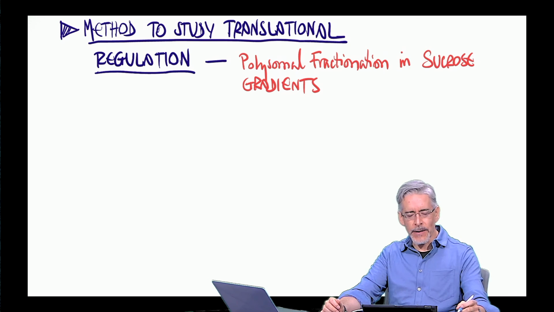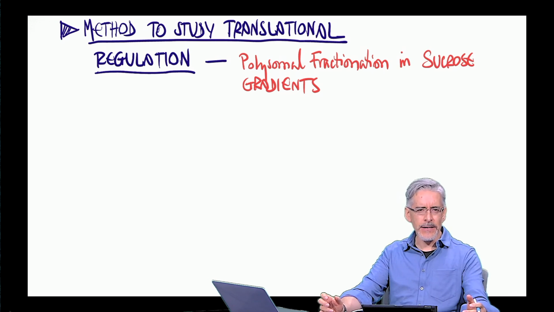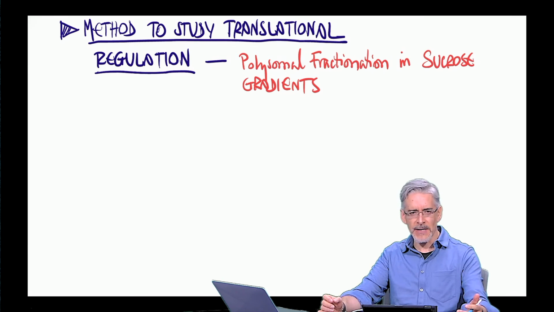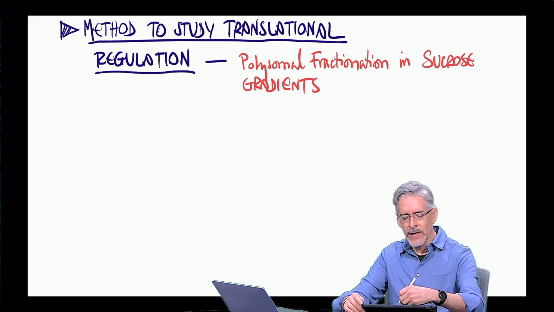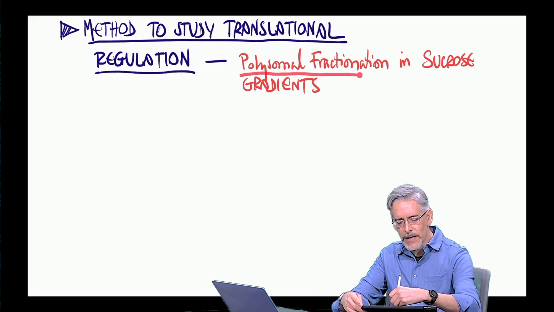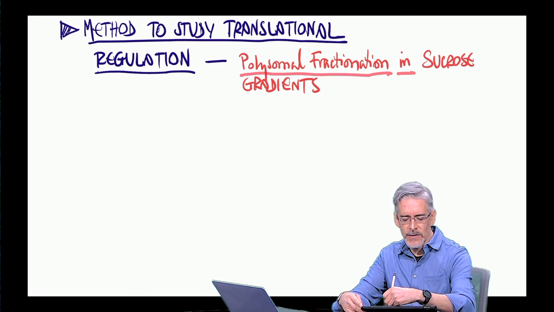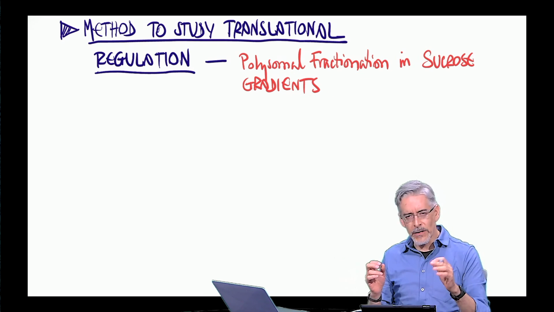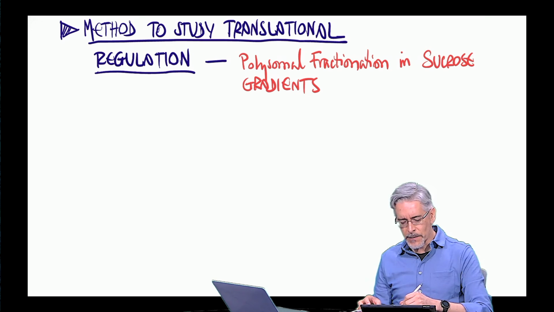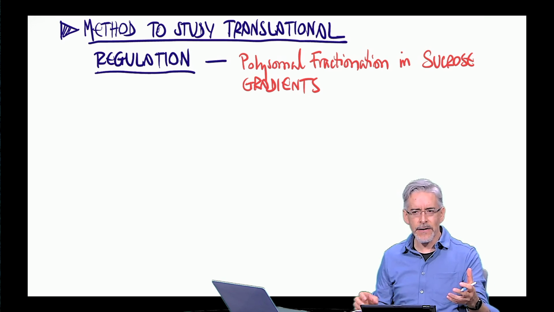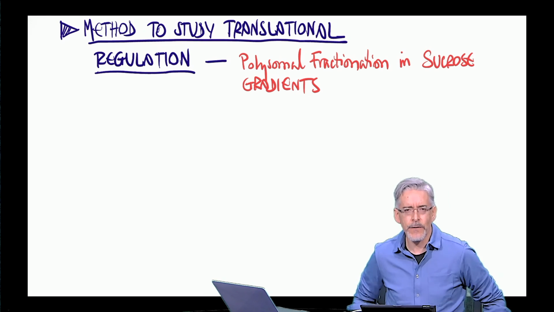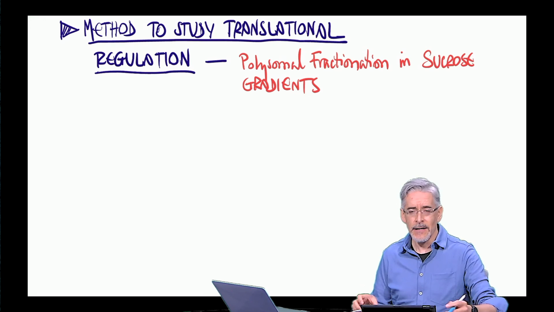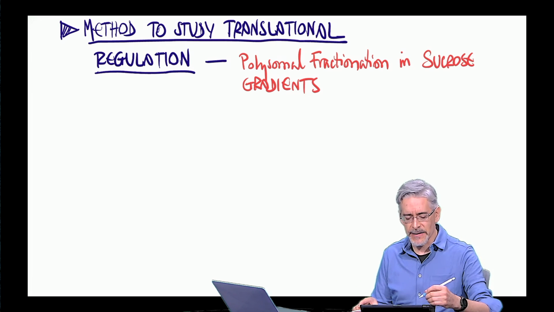Today we will be talking about one method that is widely used to study translational rates associated to specific messenger RNAs, and that is the use of polysomal fractionation by using sucrose gradients. And before jumping into this, it's important to remember that translational regulation is an important mechanism to regulate gene expression in eukaryotic cells, specifically mammalian cells.